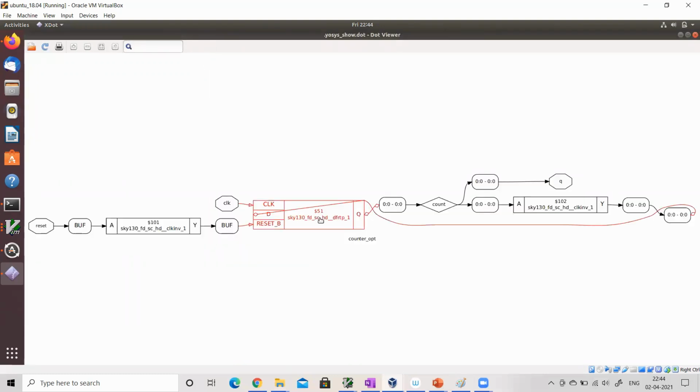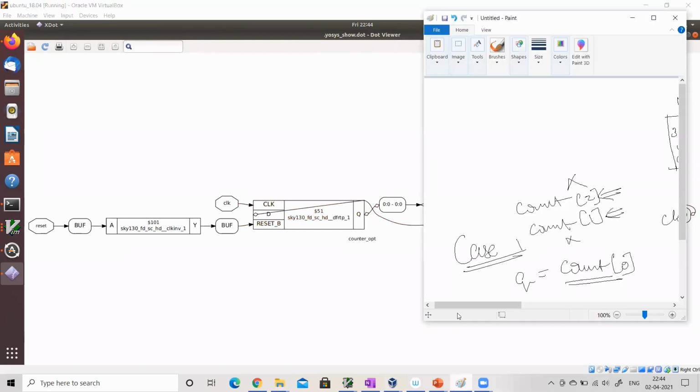Oops, we are seeing only one flop, as was seen in the synthesis report also when we did synth -top. There's only one flop. A 3-bit counter should have 3 flops, correct? We are seeing only one flop. And let us draw what it has done. Let me draw it in a different color. So I see a flop.